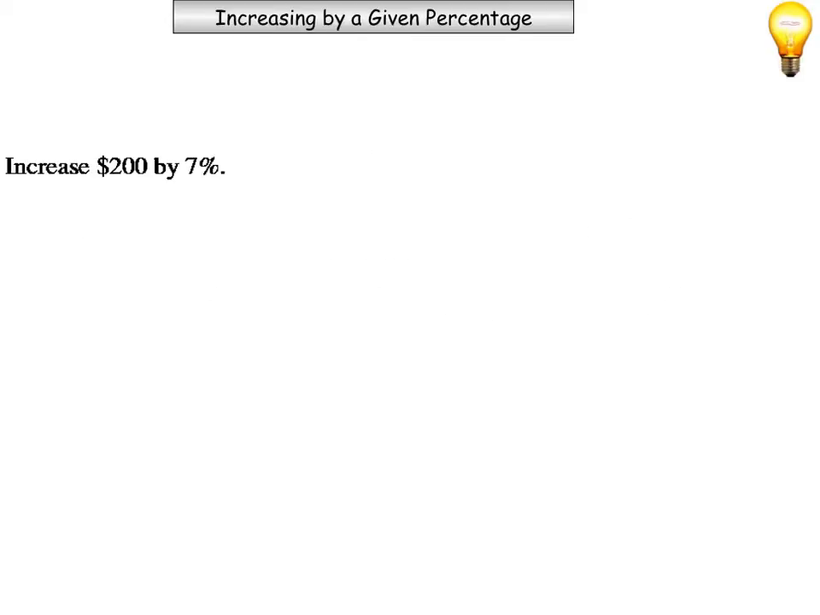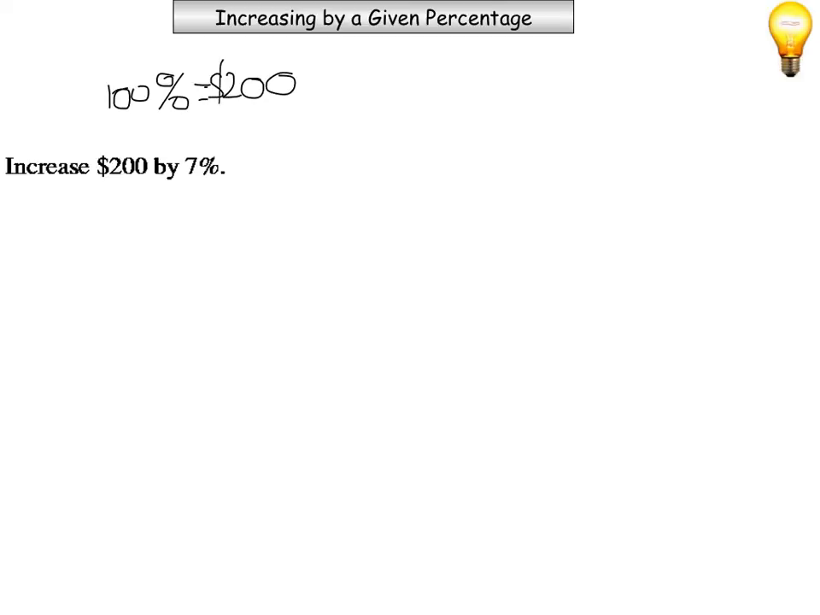Okay, this is increasing by a given percentage. So often quantities will be increased by a percentage rather than a specific amount, and so we need to make sure that we learn how to do this. So like I said before, when we've got 100% of our value, so here we've got $200, 100% would equal $200.